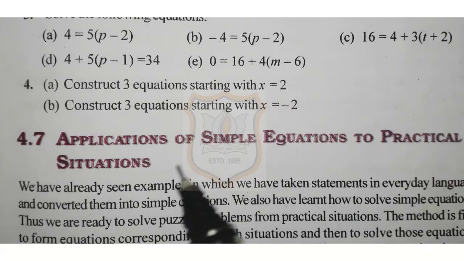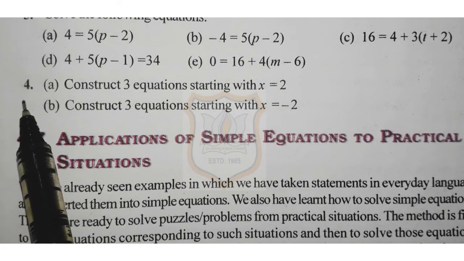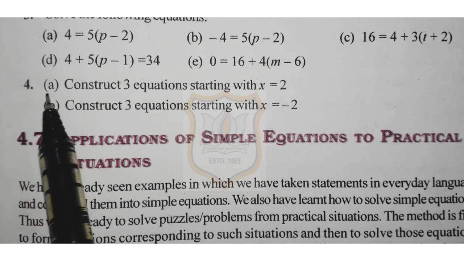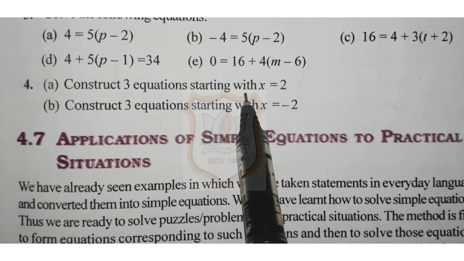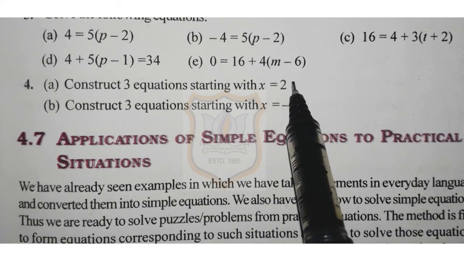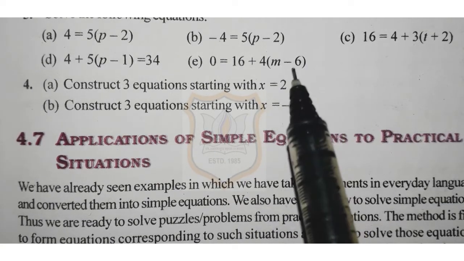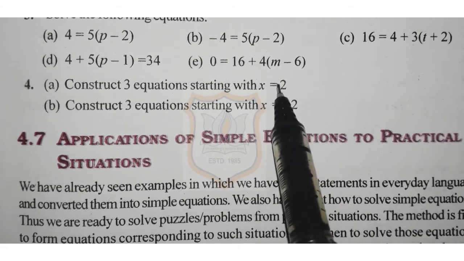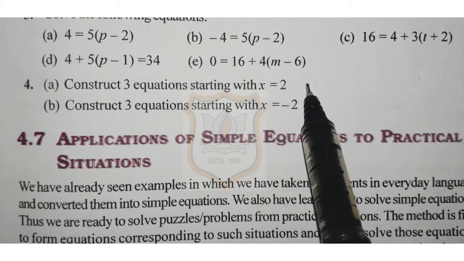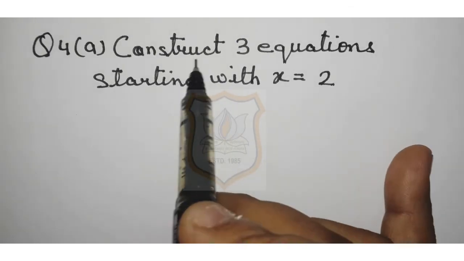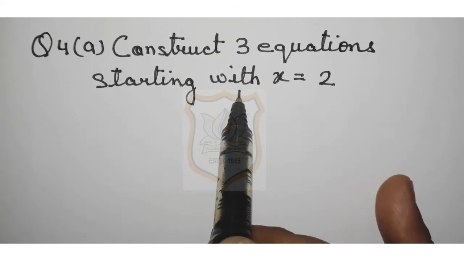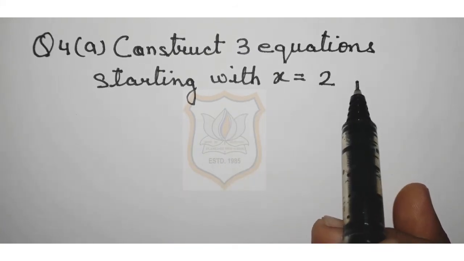Now, students, let's solve question number 4 of exercise 4.3. A part is construct 3 equations starting with x is equal to 2. It means you have to construct 3 equations in which you will use x is equal to 2. Now, students, let's solve A part of question number 4, and that is construct 3 equations starting with x is equal to 2.